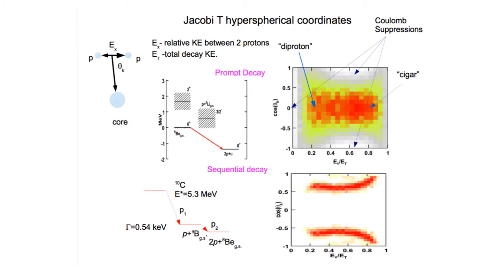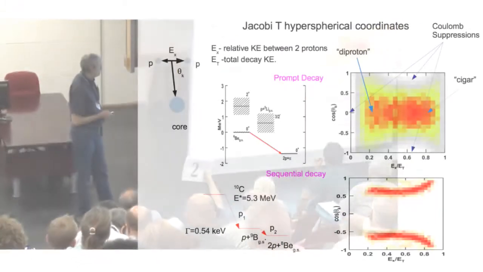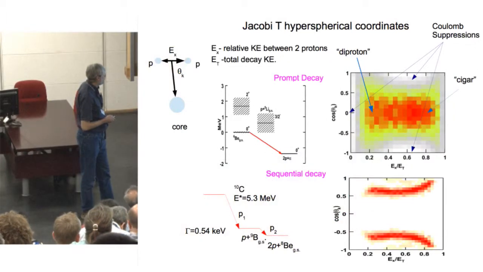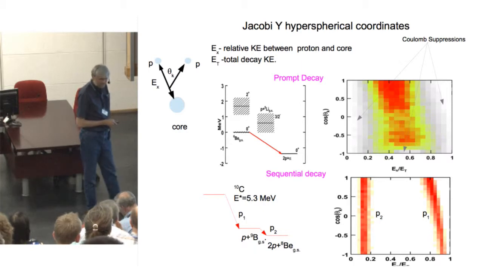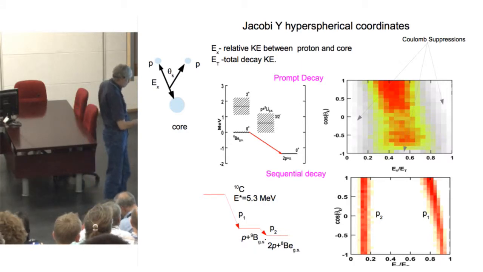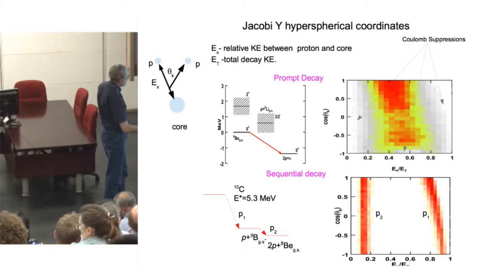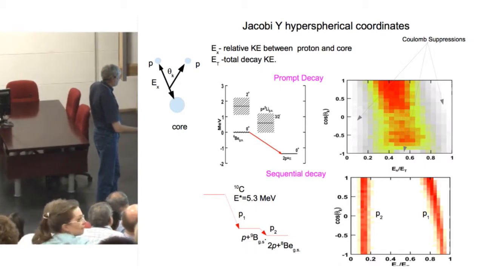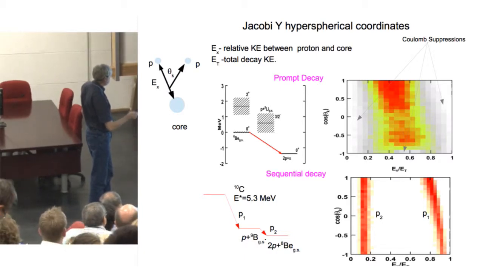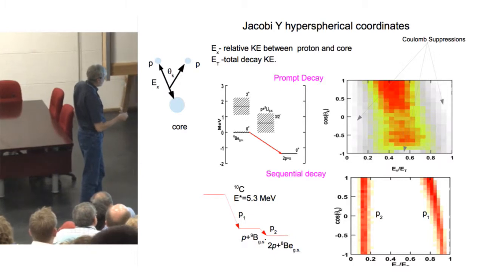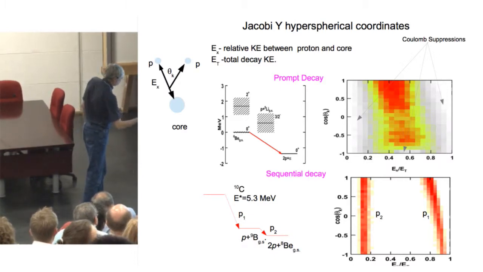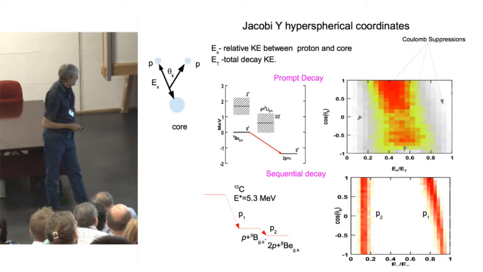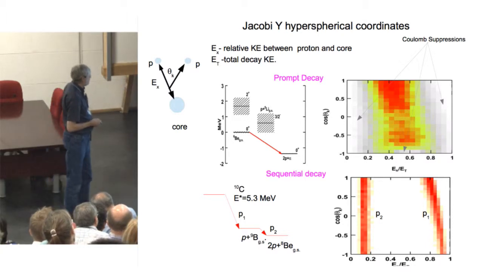Another way of looking at this, an equivalent way, is in terms of the Jacobi Y hyperspherical coordinates. In this case, this EX is just the relative energy between the core and one of the protons, and there's this other angle. And again, you see two solutions, okay? Very simple. Let me just skip some of this.